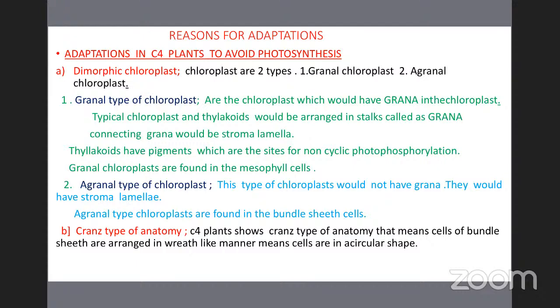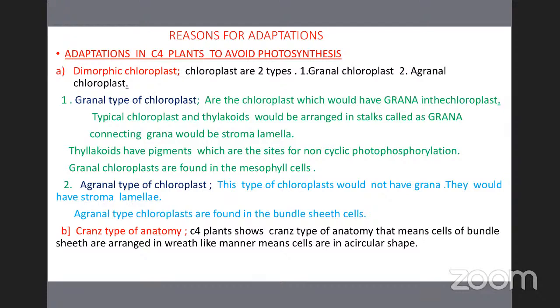We said that C4 plants show some anatomical differences from the normal leaves. What are those anatomical adaptations? Those are discussed under adaptations in C4 plants to avoid photorespiration. Under this statement, we can discuss two important points. Number one, they have dimorphic chloroplasts. Di means two, morphic means different forms.